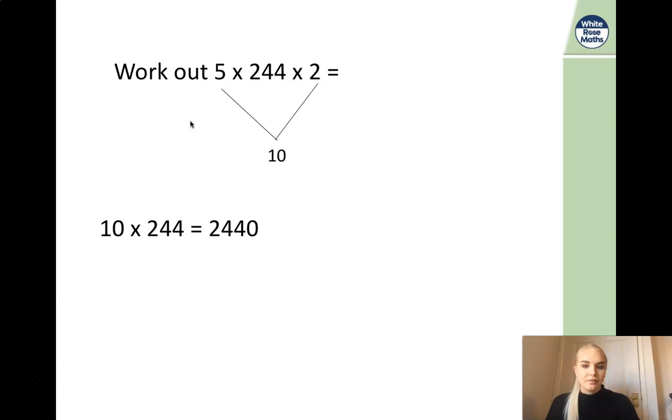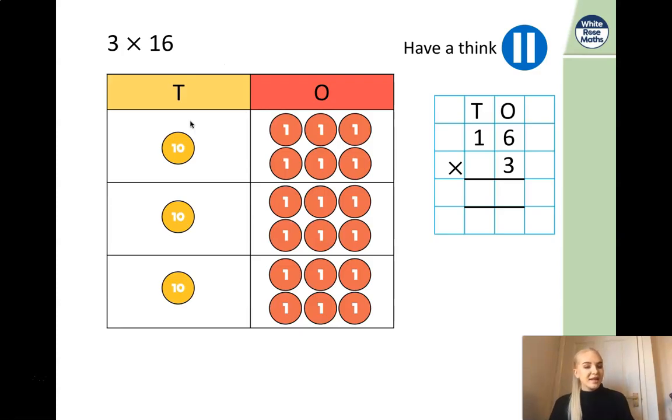2,440. Okay, now thinking back to when we used place value counters and the short written multiplication to work out two-digit numbers multiplied by a one-digit number. I wonder if you can pause the video and have a go at this multiplication, please. Off you go.